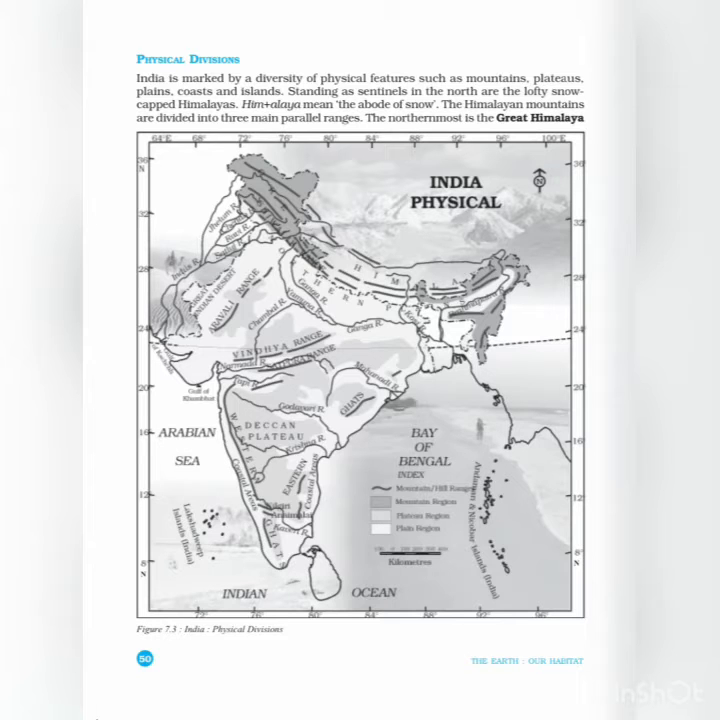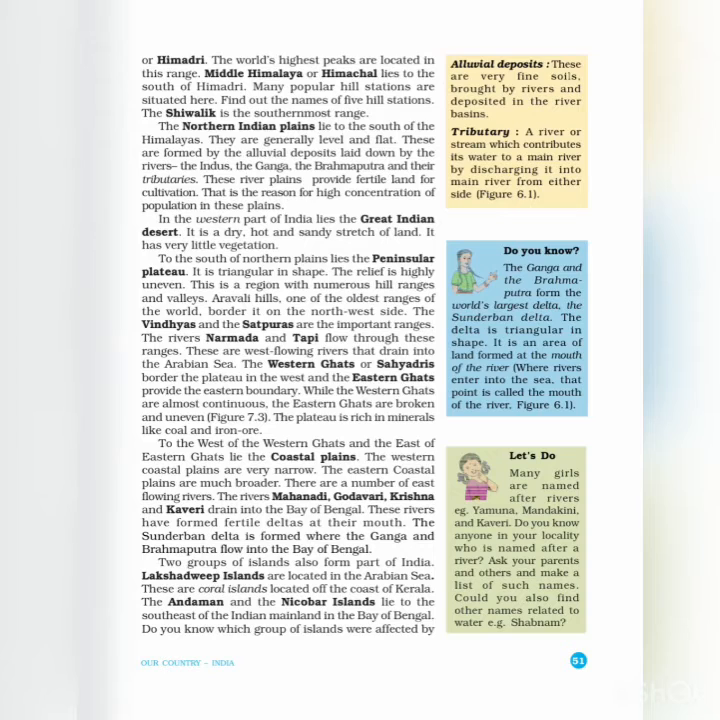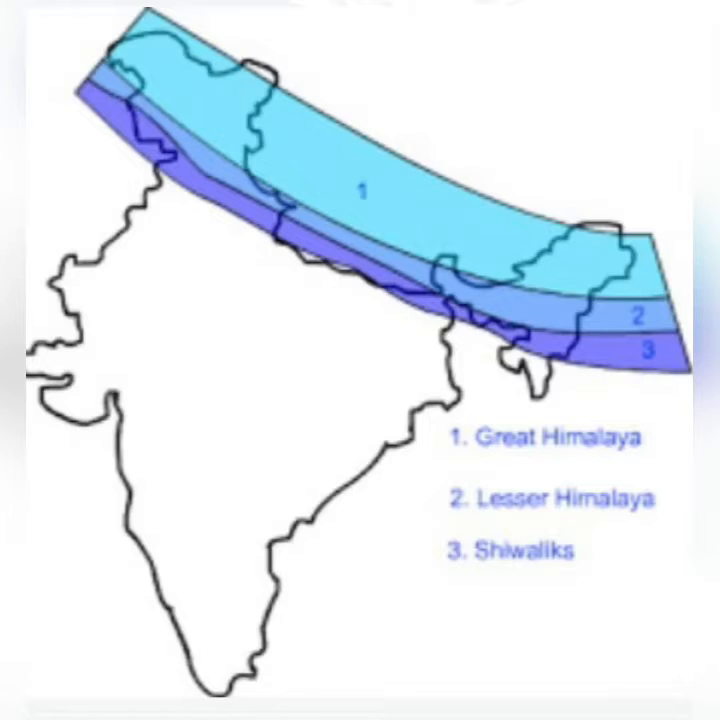Now, children, let me tell you the Himalayas are divided into three main parallel ranges. The northernmost is the Great Himalayas or Himadri. The world's highest peaks are located in this range. Next is Middle Himalayas or Himachal, which lies to the south of Himadri. Many popular hill stations are situated here. Next and last Himalayan range is the Shivalik. Now, children, in this image you can see the number one position is of Great Himalayas, which is known as Himadris.